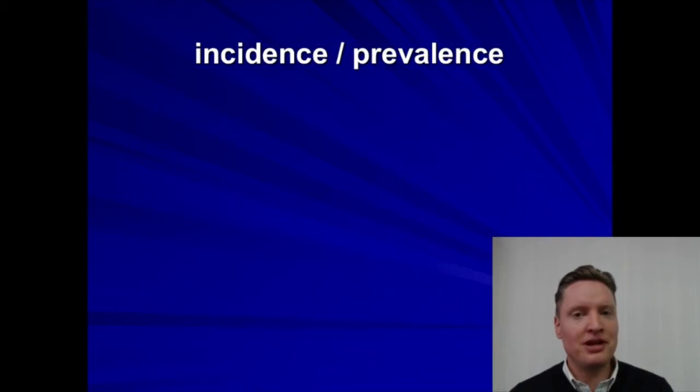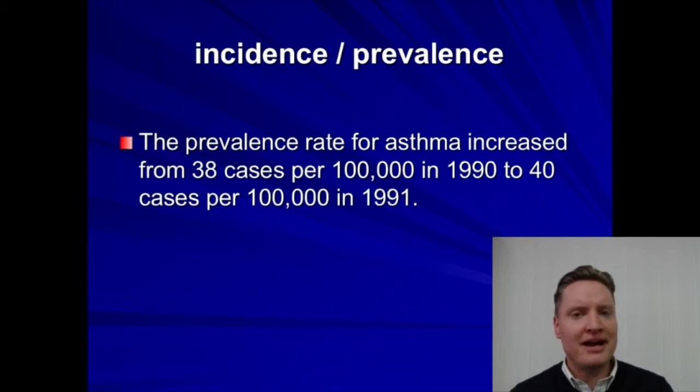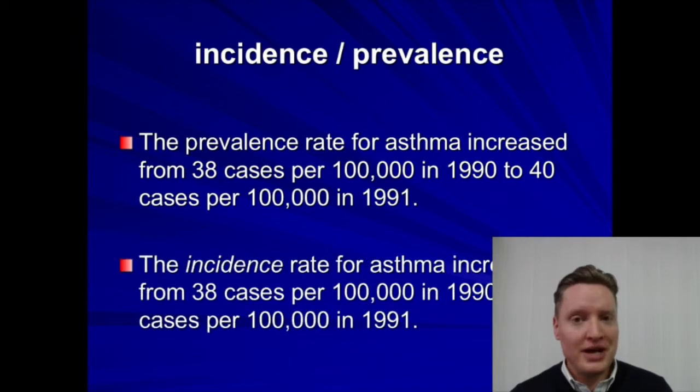Let me give you an example of this error and talk about how to correct it. The sentence says, the prevalence rate for asthma increased from 38 cases per 100,000 in 1990 to 40 cases per 100,000 in 1991. Now the problem is we are talking about new cases here in each year. Prevalence means total cases. So the correct term should be the incidence rate, not prevalence, incidence. We're talking about new cases, not the total cases.